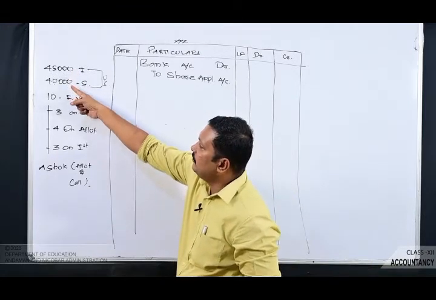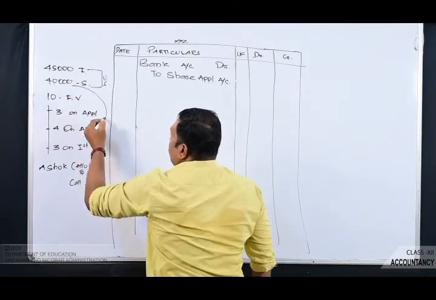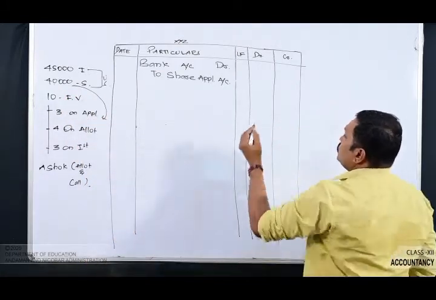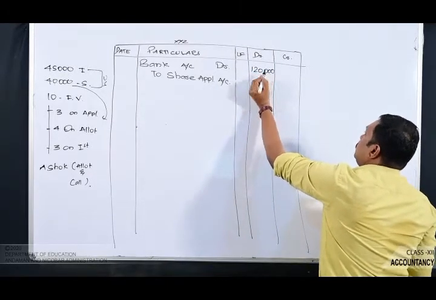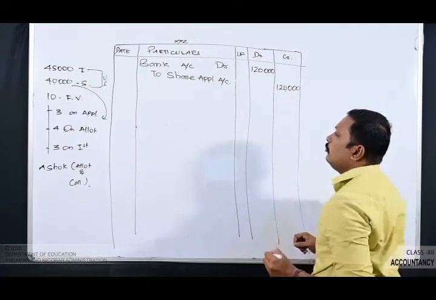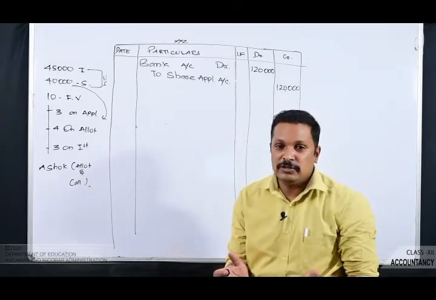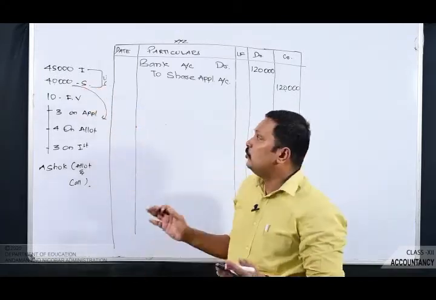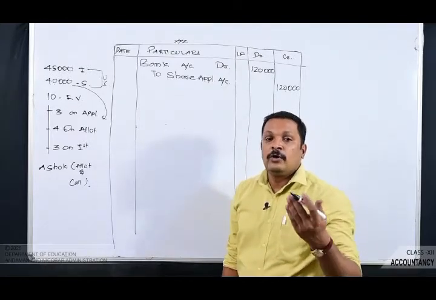How many shares were received? That is 40,000 shares. 40,000 shares multiply with 3, that is 1,20,000 rupees. So this much amount you could only receive from the public. There is no excess money because we offered 45,000 shares and got only 40,000. So there is no excess money at all. There is no question of pro rata, and no question of refund.